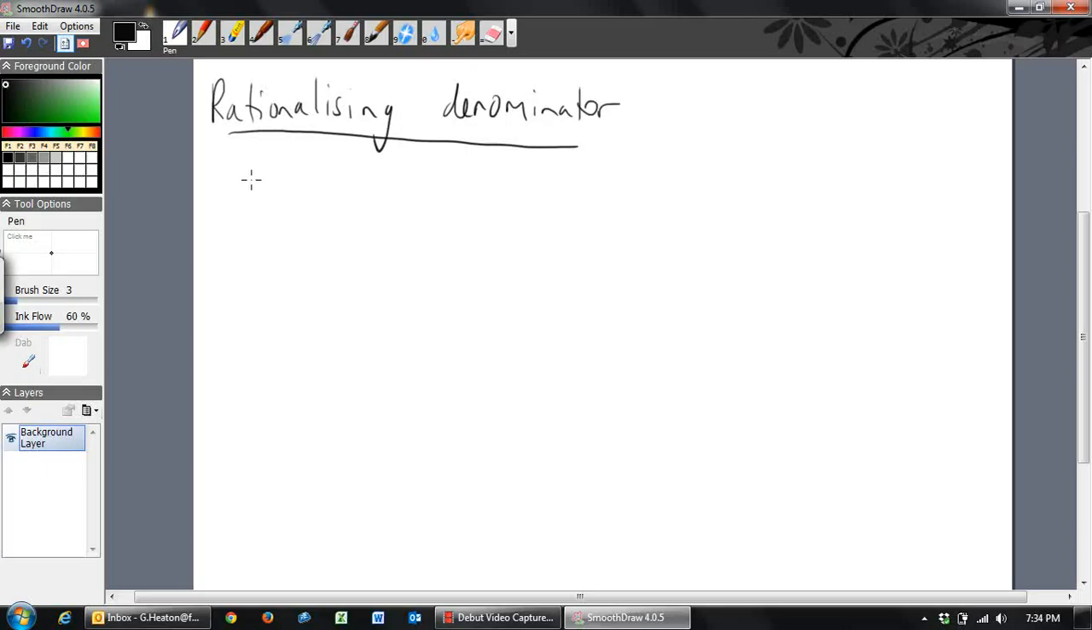What we've got is, shall I start with the problem? Let's start with the problem. Mathematicians hate this situation here where you've got a surd on the bottom line of a fraction. Remember, denominator means bottom line of a fraction. We don't like this, and so we have this trick to be able to get rid of this root 7 on the bottom line.